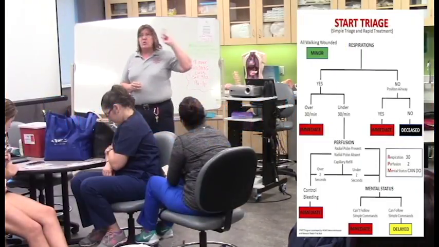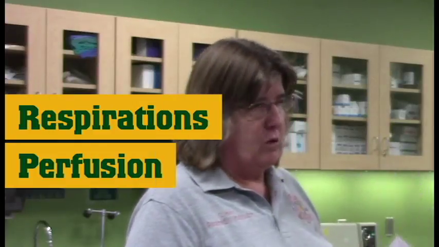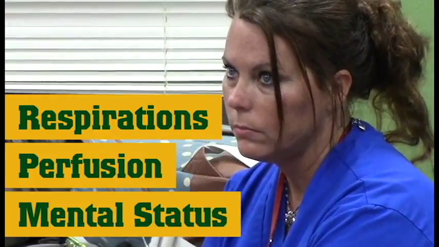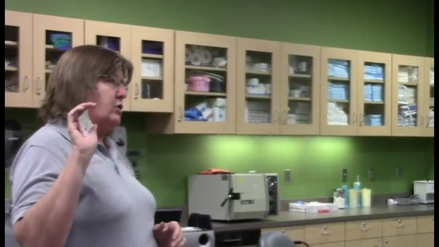So if you look at your START, and this may be a little confusing, we actually look at three things: RPM, which is respirations, perfusion, and mental status. A mass casualty incident is when we would institute this, and a mass casualty incident could be as few as 5 patients and as many as thousands.